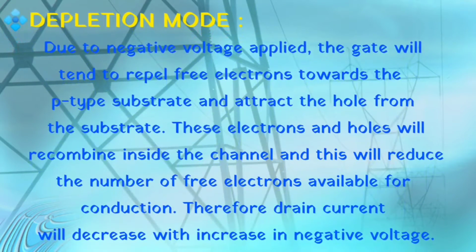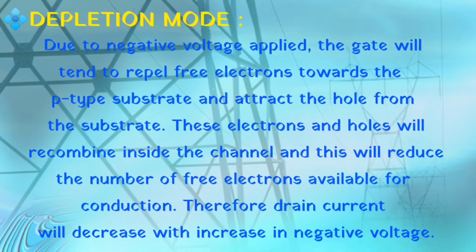We know that DMOSFET can be operated in two modes. First is depletion mode and the second one is enhancement mode. In depletion mode, due to negative voltage applied, the gate will tend to repel the free electrons towards the P-type substrate and will attract the holes. Then these electrons and holes will recombine inside the channel and will reduce the number of free electrons. Due to this process, drain current will decrease.